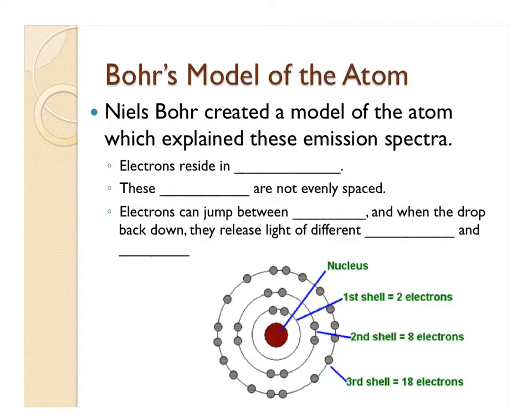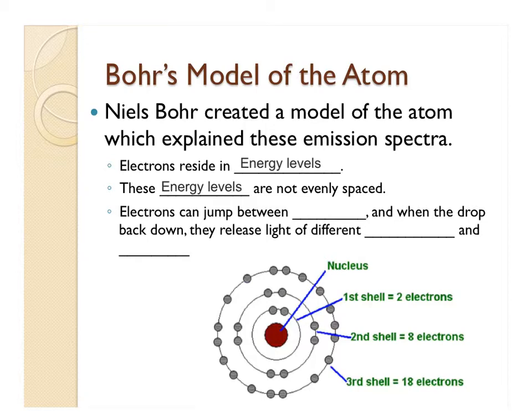So Bohr created a model of the atom which explained these emission spectra, or at least explained the spectrum for hydrogen. He said electrons reside in energy levels, not just individual orbits around the nucleus, but in specific energy levels. He went on to say that these energy levels are not evenly spaced. So it's not like the rungs of a ladder. The first energy level and the second energy level and the third energy level have different space between them. So they require different amounts of energy.